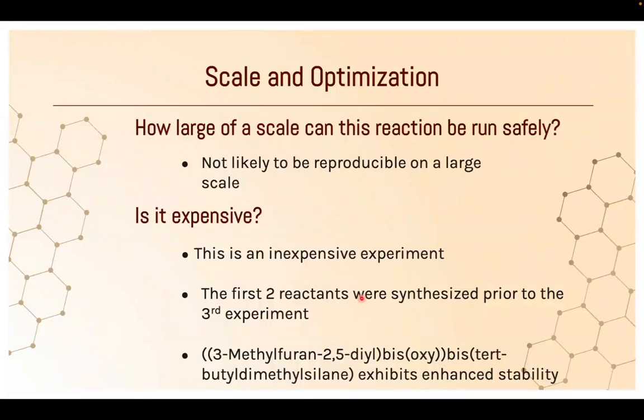So, scale and optimization. The reagent n-butyllithium is highly flammable, therefore making this experiment not likely to be reproducible on a larger scale. It's not an expensive experiment to reproduce. Purchasing inert gases and other materials can be done at a relatively low cost. And in this experiment, the first two reactants were in fact synthesized in the lab prior, instead of needing to purchase the reactants to then make the product, 2-methylnaphthalene-1,4-dione.